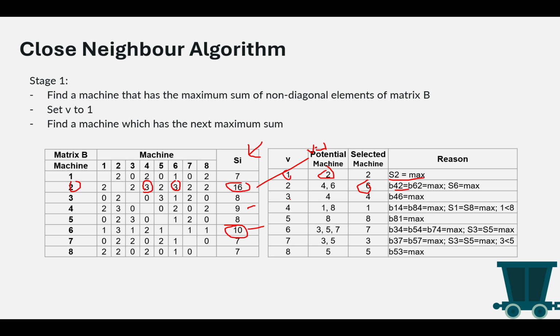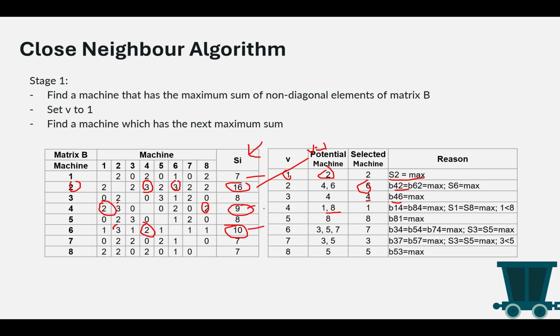And then for number 3, since we select 6, we can know this one. Oh, 2, but 2 has already been selected, so we can choose 4, because B for 6 is the maximum. We can choose this one. And then number 2 has already been selected, number 1, number 6 already selected, and number 8.